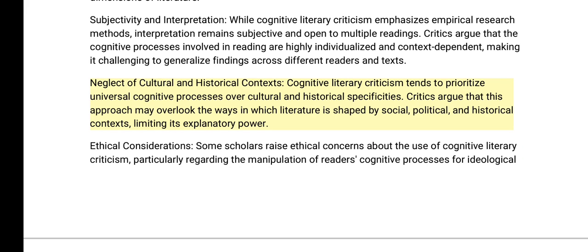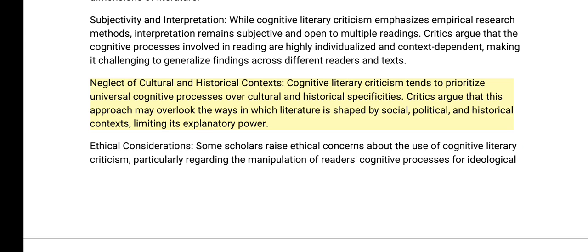Subjectivity and interpretation. While cognitive literary criticism emphasizes empirical research methods, interpretation remains subjective and open to multiple readings. Critics argue that the cognitive processes involved in reading are highly individualized and context-dependent, making it challenging to generalize findings across different readers and texts.